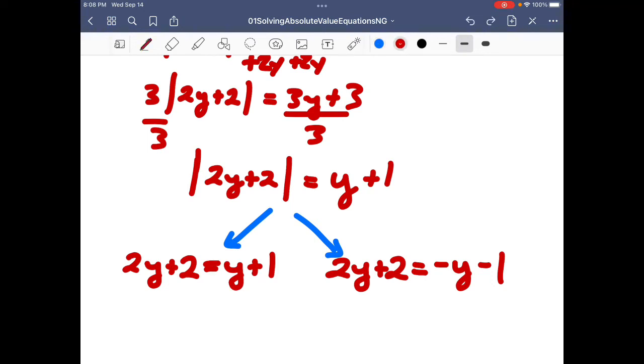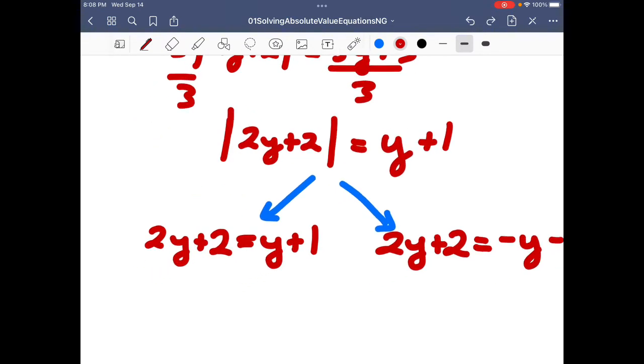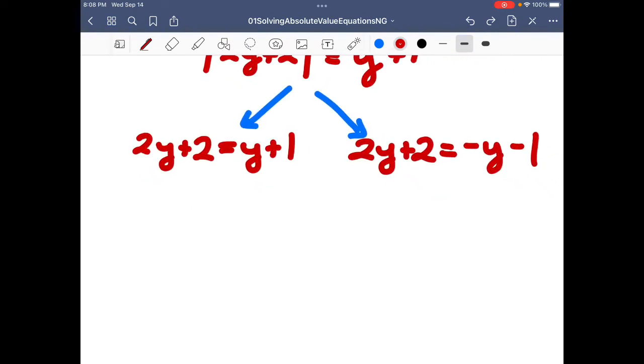Okay, now keep in mind that it's still 2y plus 2. I did not change 2y plus 2. I didn't make that the opposite or the negative. No, it's what it's equal to. Okay, so look what I got. I got 2 equations. Yay! I got 2 equations that I can solve. And it's not too hard.